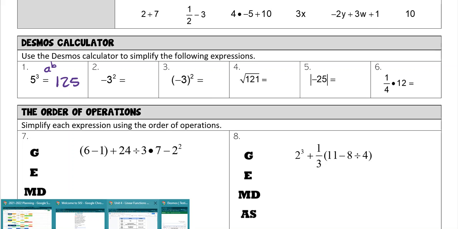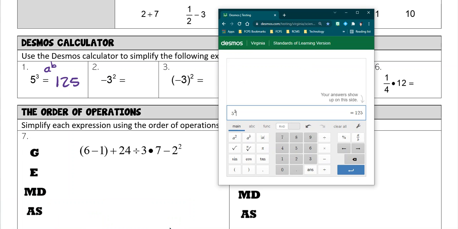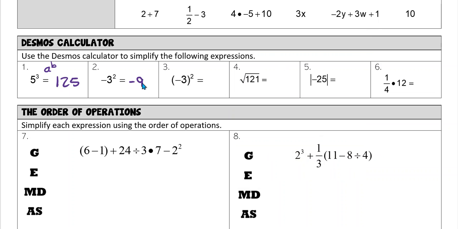If we look at our next one, that's -3 squared. So I'm just going to type that in exactly as it's written, -3, and then since this is squared, I can use the squared button, and that's going to give me an answer of -9. And to do that exponent, we did the A squared button.